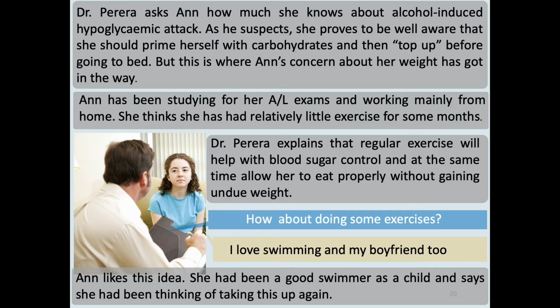Dr. Pereira asks Anne how much she knows about alcohol-induced hypoglycemic attacks. As he suspects, she proves to be well aware that she should prime herself with carbohydrates and then top up before going to bed. But this is where Anne's concern about her weight has got in the way. Anne has been studying for her advanced level exams and working mainly from home. She thinks she has had relatively little exercise for some months. Dr. Pereira explains that regular exercise will help with blood sugar control and at the same time allow her to eat properly without gaining weight.